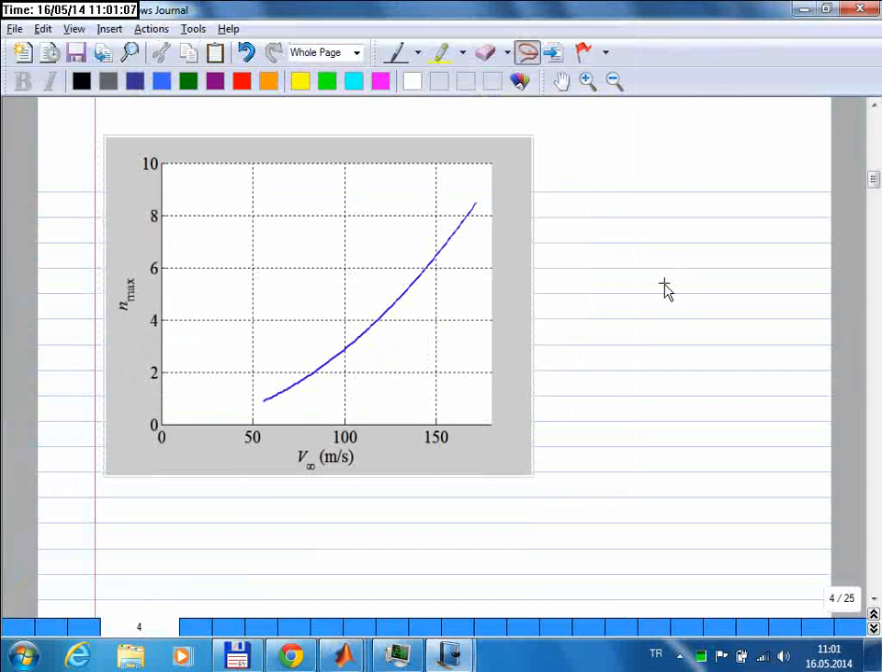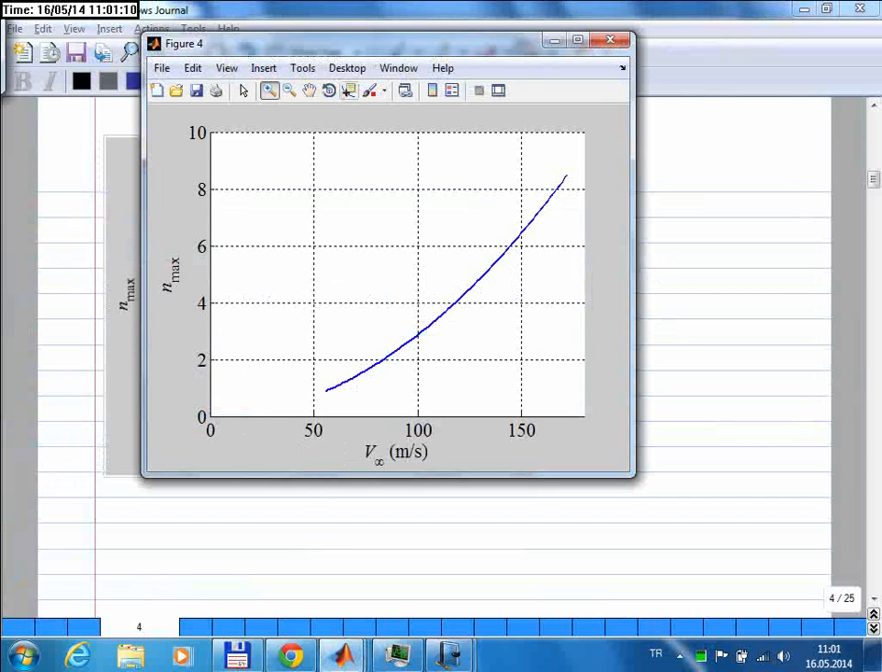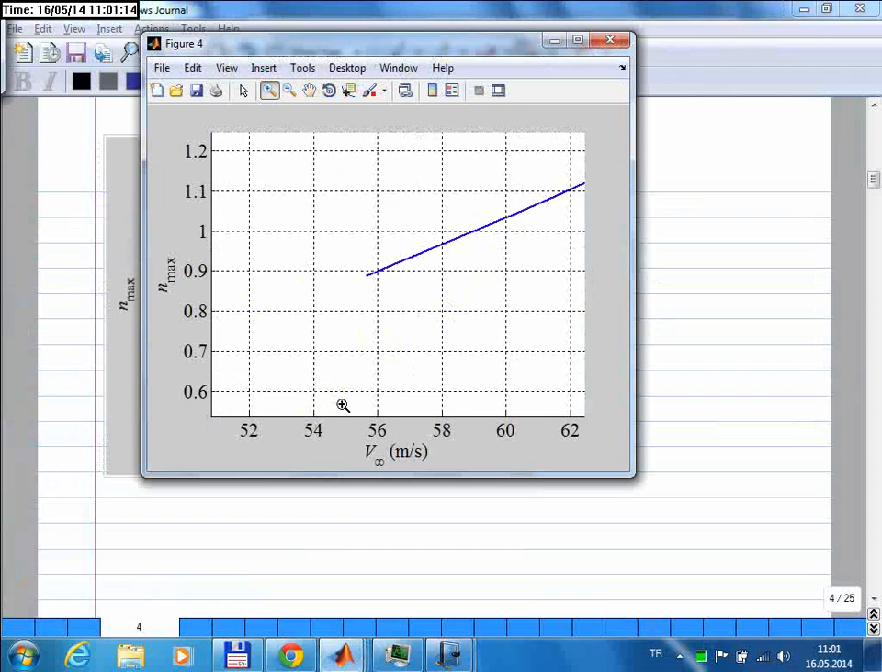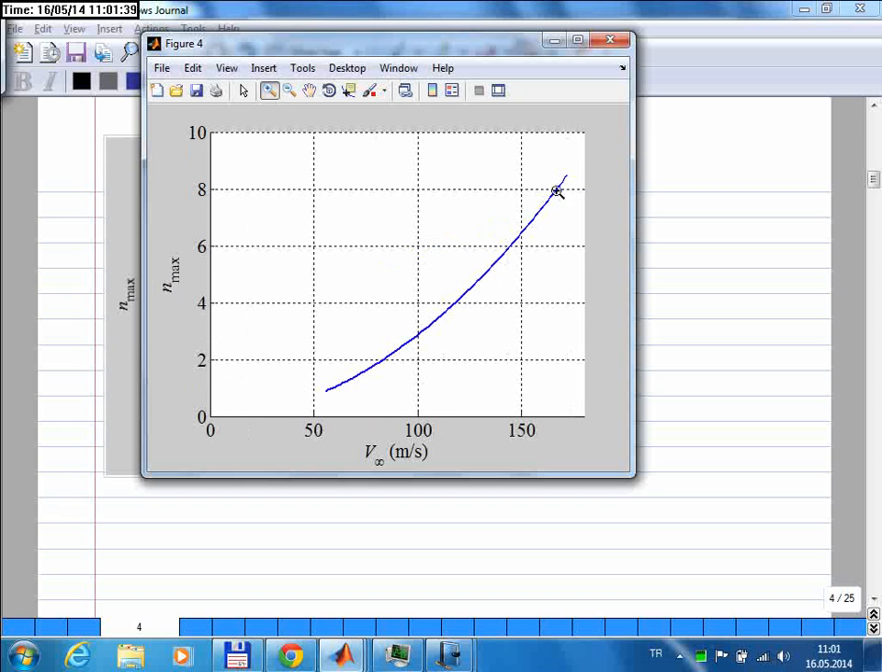So in other words, if you are flying very close to the stall speed, well, there's something wrong here, right? Because at stall speed, the load factor should be equal to 1. But according to this graph, it is less than 1. That means at this speed, it cannot even maintain its altitude during steady flight. But anyway, I can check that later.